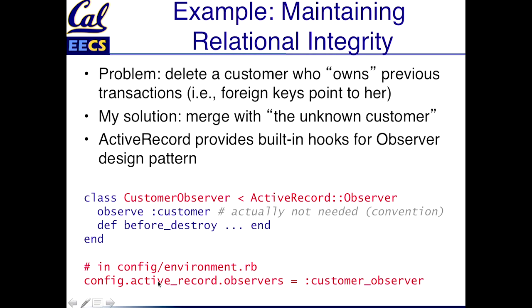And then just as a mechanical note, if you decide to use this, be aware that you also have to provide a list of which observers you're actually going to use in your app. But that's really just a mechanical detail.